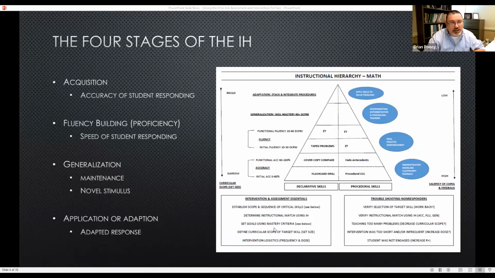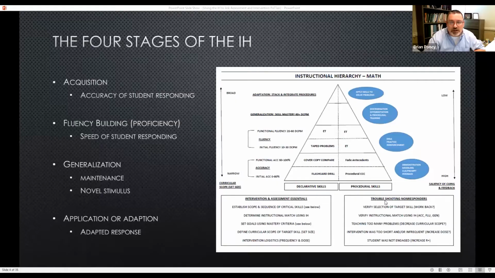What I see a lot is because students are accurate, we go ahead and just move to the next skill, and we fail to build that memorization and automaticity of the sub-skills, which I think hurts the efficiency of our future instruction. We need to define the curricular scope of the target skill, and you're going to hear me talk about curricular scope and set size. What that really means is how much are you going to teach at one time in one day. And then interventions, logistics, frequency: how many times a day are you going to do it? And then the dose is how long are you going to do it?